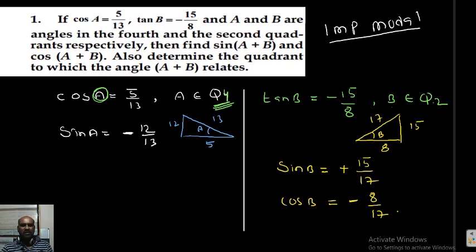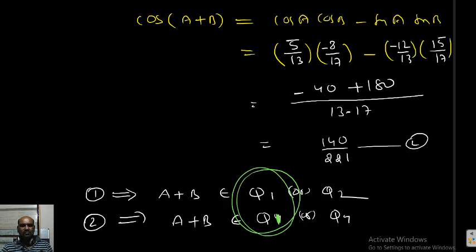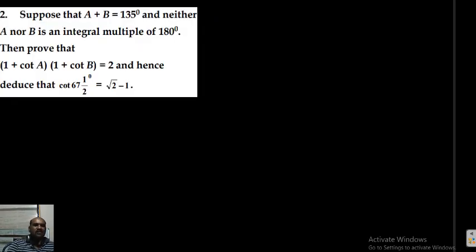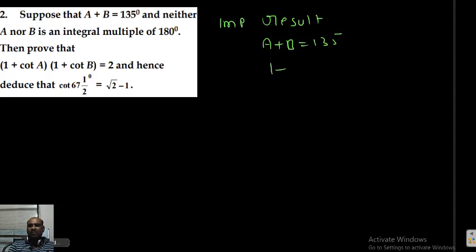Okay, important model. So, next question. Suppose A plus B equals 135 degrees and neither A nor B is an integral multiple of 180. Then prove that (1 plus cot A) into (1 plus cot B) equals 2, and hence find the value and show that cot 67.5 degrees equals root 2 minus 1. This is also another important result. How to remember? I will write, students. If A plus B equals 135, then we should remember that (1 plus cot A) into (1 plus cot B) is 2.